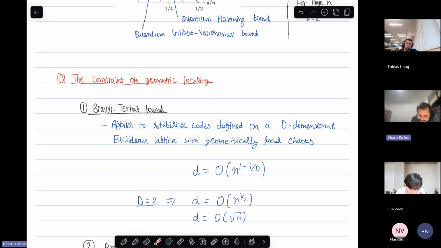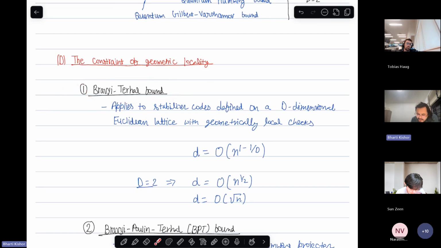Bravyi and Terhal, I think in 2009, came up with a bound which applies to a stabilizer code defined on a d-dimensional Euclidean lattice with geometrically local checks. They said that the distance d on such a lattice will be upper bounded by n to the power 1 minus 1 by d. I can take d equal to 2, for example, and then it goes like order root n. This tells you that in surface codes, or the toric code, we have in a certain sense optimal scaling of distance here.